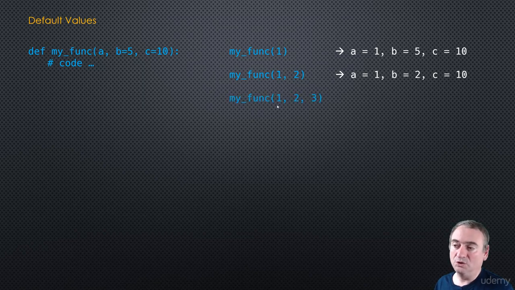We can, of course, also specify all 3 values. And in this case, we'll get 1, 2, and 3 in a, b, and c respectively. None of the defaults will be used since we specified 3 arguments and there were 3 parameters.